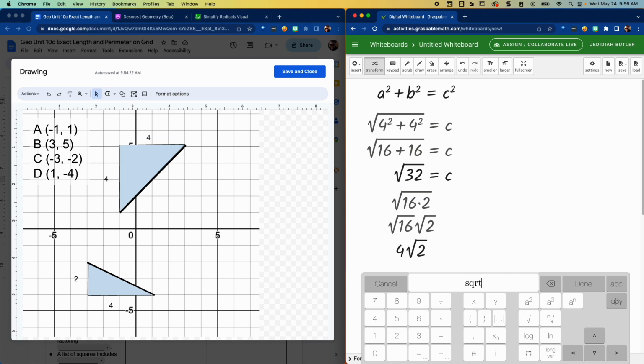Let's do another one for the other edge. This is square root of 2 squared plus 4 squared.